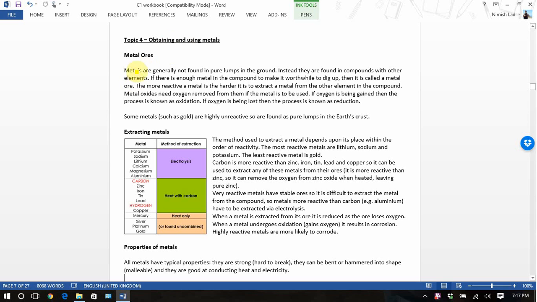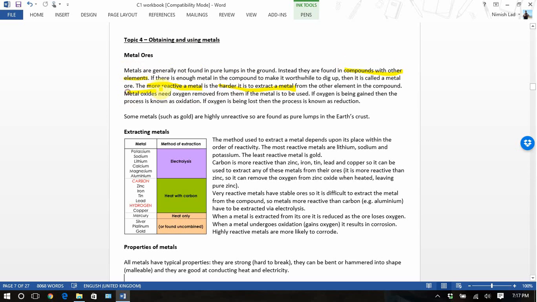Generally you don't find metals in the ground in pure lumps. Instead you find them in compounds with other elements, normally oxygen. If there's enough of a metal in a compound to make it worthwhile digging up, it's called a metal ore. So metal ores are what we dig up to actually get a metal. The more reactive a metal, the harder it is to extract.